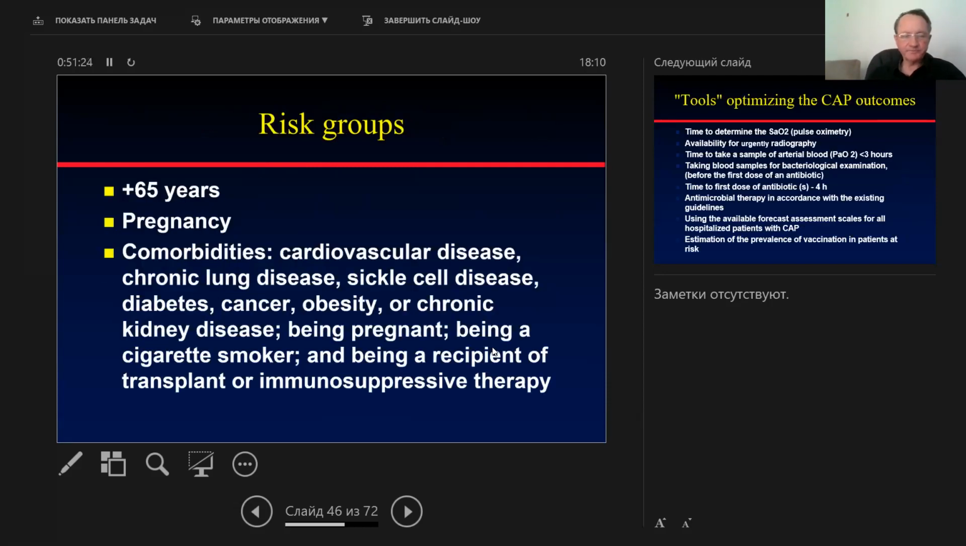Risk group: over 65 years old, pregnancy, comorbidities. And among comorbidities, firstly cardiovascular disease, chronic lung disease, sickle cell disease, diabetes, cancer, obesity, chronic kidney disease, being pregnant, being a cigarette smoker, being a recipient of a transplant or immunosuppressive therapy.